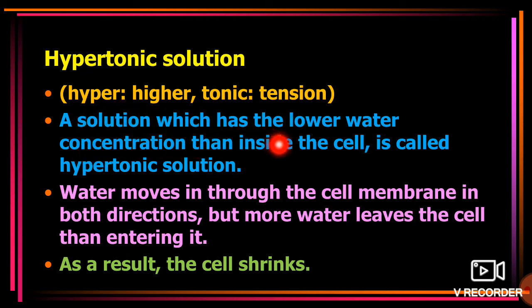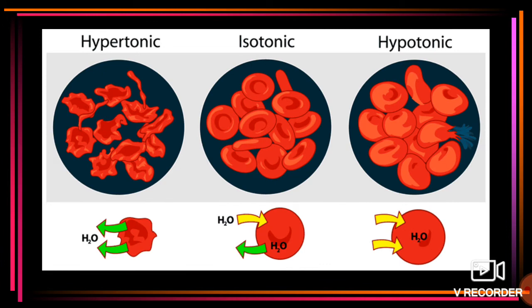A solution which has a lower water concentration than inside the cell, meaning the cell has a high amount of solute particles and the solution has fewer solute particles, so the cell has a lower amount of water and the solution has a high amount of water, is known as a hypertonic solution. The water moves through the cell membrane in both directions, but more water leaves the cell than enters it. So it results in the shrinkage of the cell. Cell shrinks. Okay, let's see with the help of a diagram what happens.